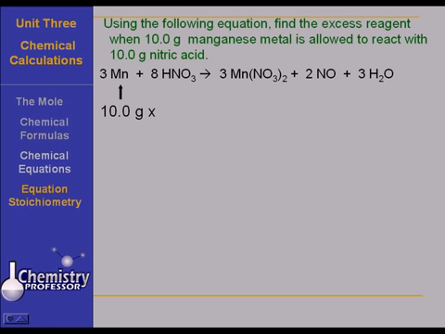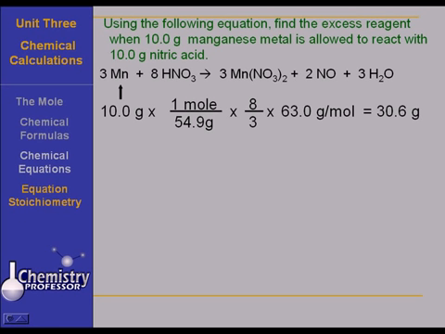Let's start with 10 grams of manganese. We take our 10 grams of manganese times 1 mole over 54.9 grams. Now we're going to find out how much nitric acid is required to react with that. It's times an 8 to 3 mole ratio times 63 grams per mole tells us that we are going to need 30.6 grams of nitric acid. Now folks, we don't have 30.6 grams of nitric acid. We only have 10 grams of nitric acid.